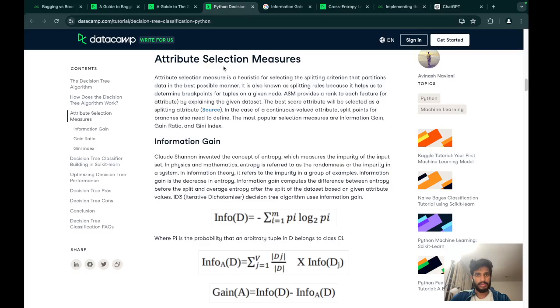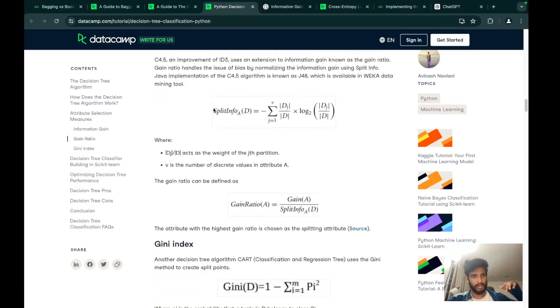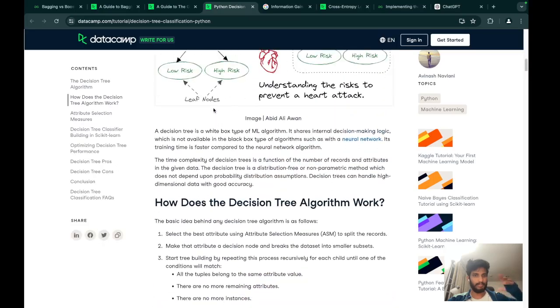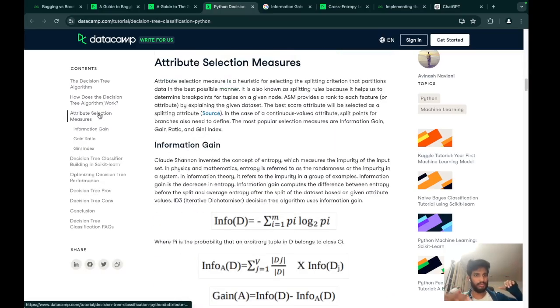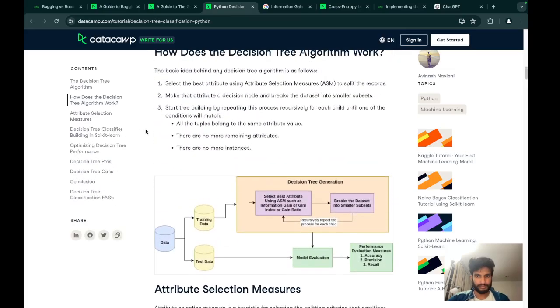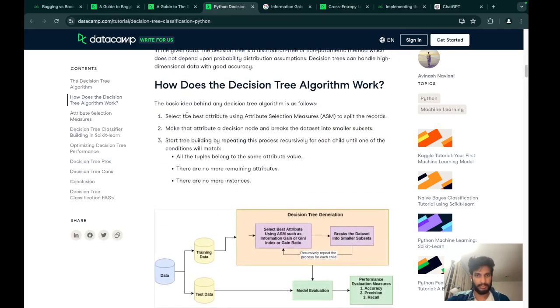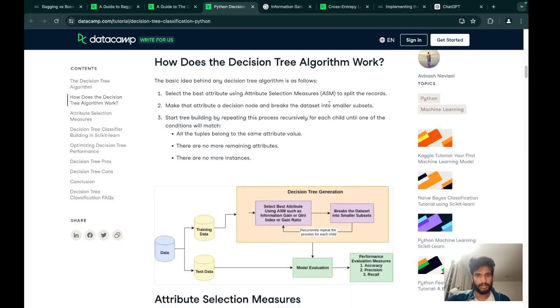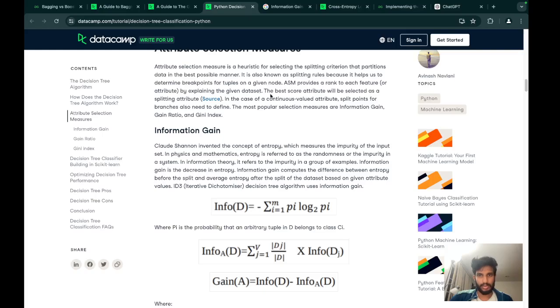Attribute selection measures, I kind of skipped through that. I did not see it, but I think that's kind of important here. Information gain ratio and Gini index, I guess, are types of attribute selection measures. Right, so it says the best score attribute will be selected as a splitting attribute. The best score attribute.